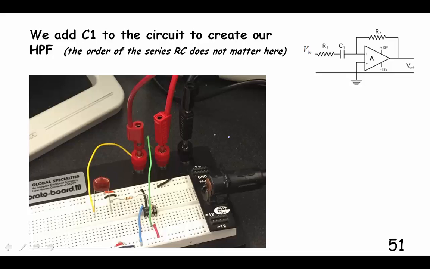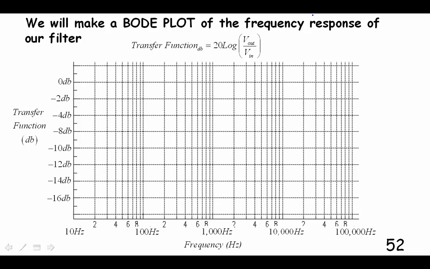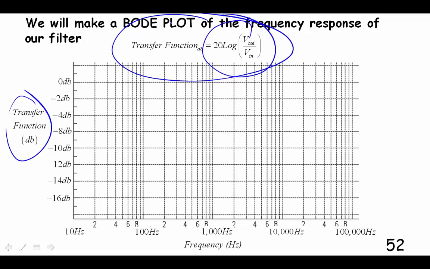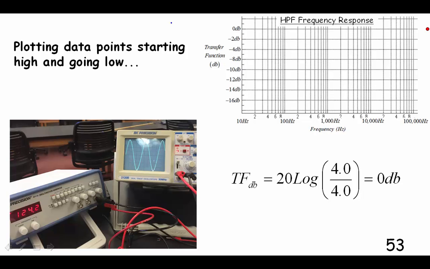Well, let's add C1 to the circuit. And now we have this situation right here, and we've got our high-pass filter. And note that I've got the capacitor in front of the resistor, but the order doesn't matter. Okay, we're going to make a Bode plot using log linear paper, and we'll calculate the amplitude here, our transfer function in dB, by using the equation 20 times the log of the ratio of the output over the input amplitudes. And you know that from your Physics 161 course probably. Or maybe it was through 263. Okay, but you should have known that.